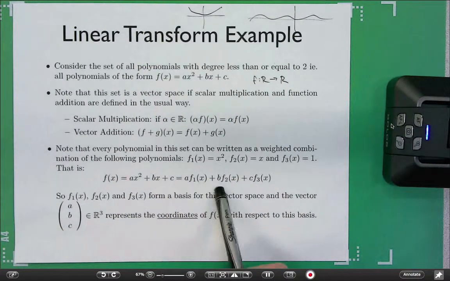And these a, b, and c are coordinates of that polynomial, or my vector, right? Here, these I could also call vectors. Now I defined a vector space. And those are the coordinates of the vector with respect to the basis.